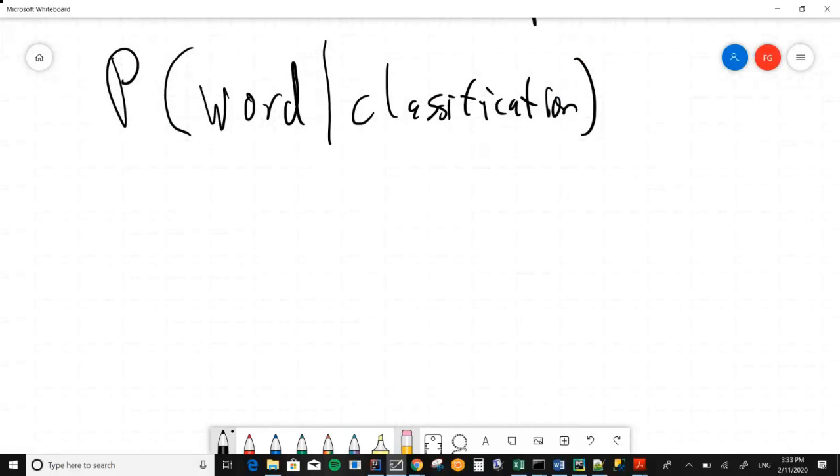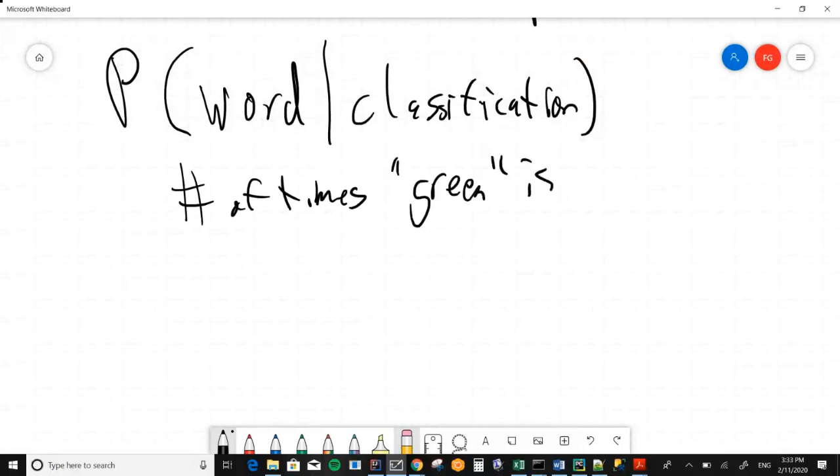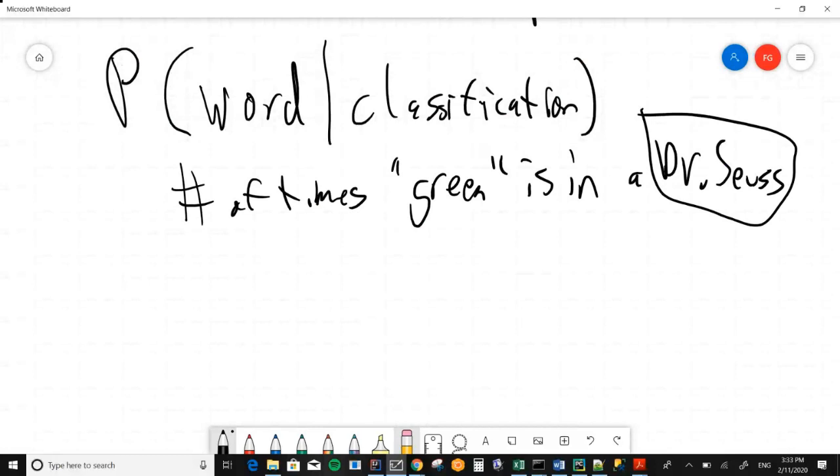So, for example, we could say, look at the number of times green is in a Dr. Seuss. So something in this category. So we look at all instances, okay, of all documents in that category. And we just add up how many times did the word green appear. So if the word green appears 3 times in one document and 2 times in another, that's 5. Okay. So just across that whole category, how often do we have it?